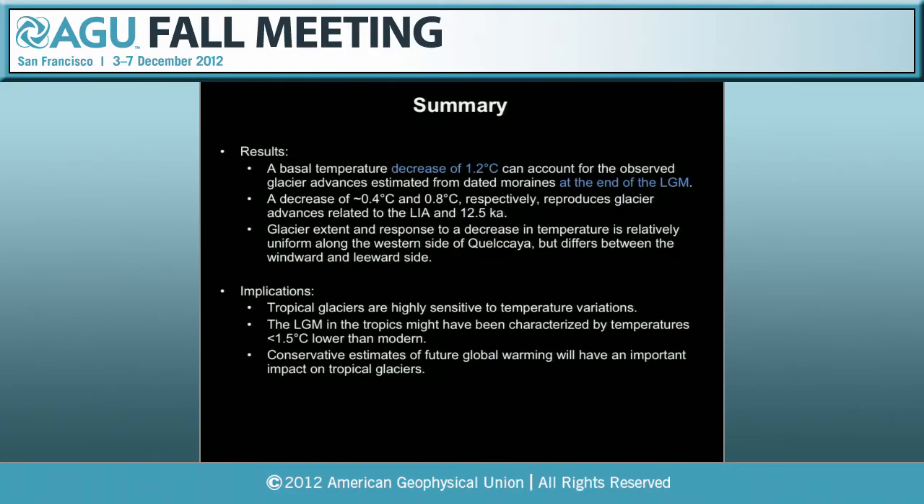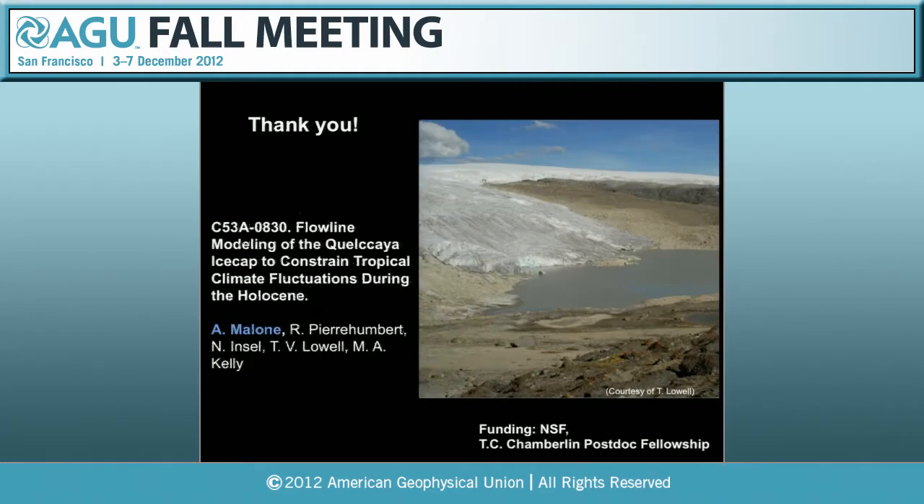So there's a lot we have to do, and one of the things I want to highlight is that these are only changes in the basal temperature, but for example, it has been proposed that we see changes in the temperature lapse rate, and so that would have a huge effect on the glacier advances. And so I encourage you to see the poster tomorrow by Andrew Malone. So he is showing results from a one-dimensional flow line model that tries to get a better constraint on these climate fluctuations of the Quelccaya ice cap. Thank you.